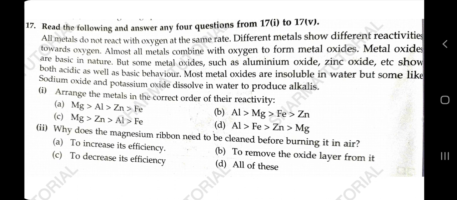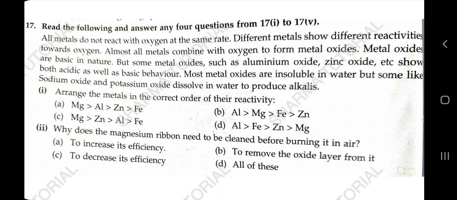Now, let us move on to the second question. Why does the magnesium ribbon need to be cleaned before burning it in the air? The first option is to increase its efficiency. The second option, to remove the oxide layer from it. The third option is to decrease its efficiency, and option D says all of this. The correct answer is to remove the oxide layer from it.